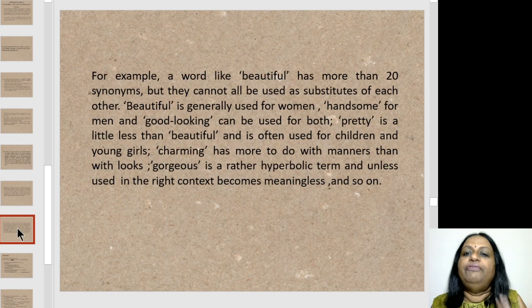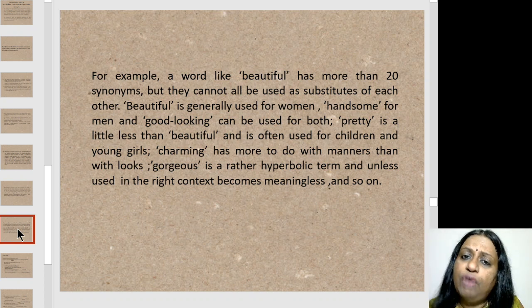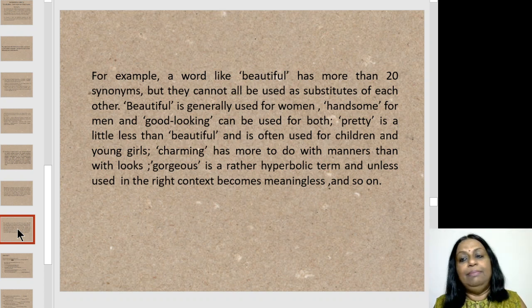For example, to make it clearer, let's take the word beautiful. It has more than 20 synonyms, but they cannot all be used as substitutes for each other. Beautiful is generally used for describing women. Handsome is used for men. Good looking can be used for both men and women.